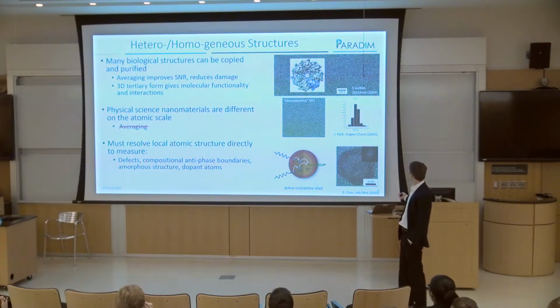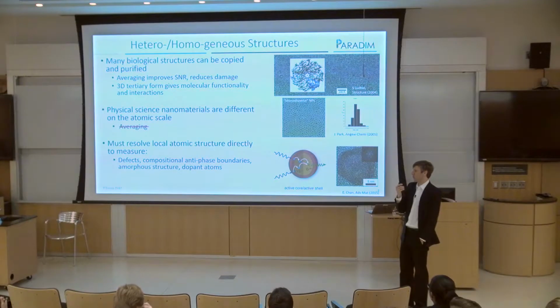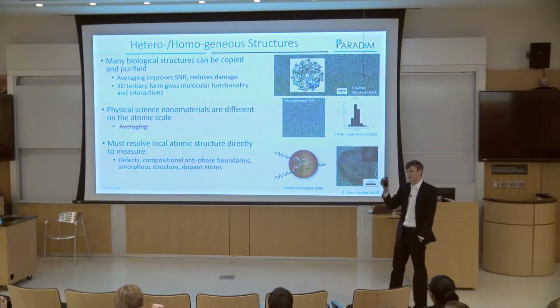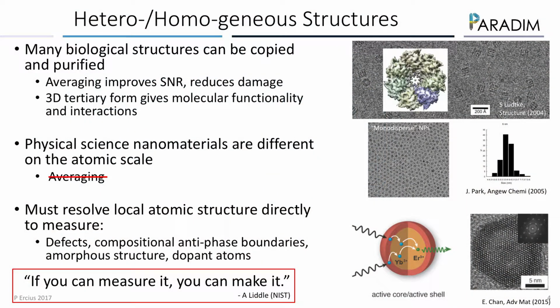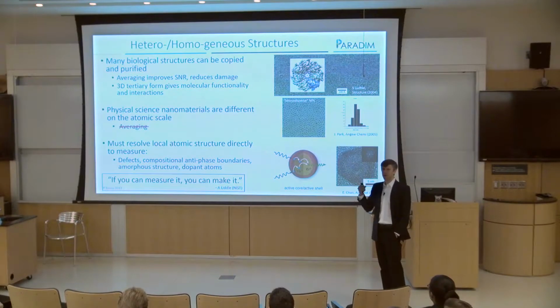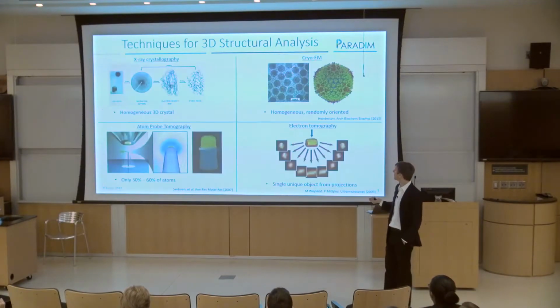Okay, so we need to be able to do tomography from the micron to the nanometer to the atomic scale to really figure out what's going on. And what I like to say, and I heard this in another talk by Alex Little, is if you can measure it, you can make it. Because if you can't see what you're looking at, if you can't figure out what the structure of the thing is, then you are just blindly throwing things on the wall and seeing what sticks, right? But if you can measure it, then you can figure out, I changed this parameter and made this structure. So this is why we're doing all of this stuff, okay?